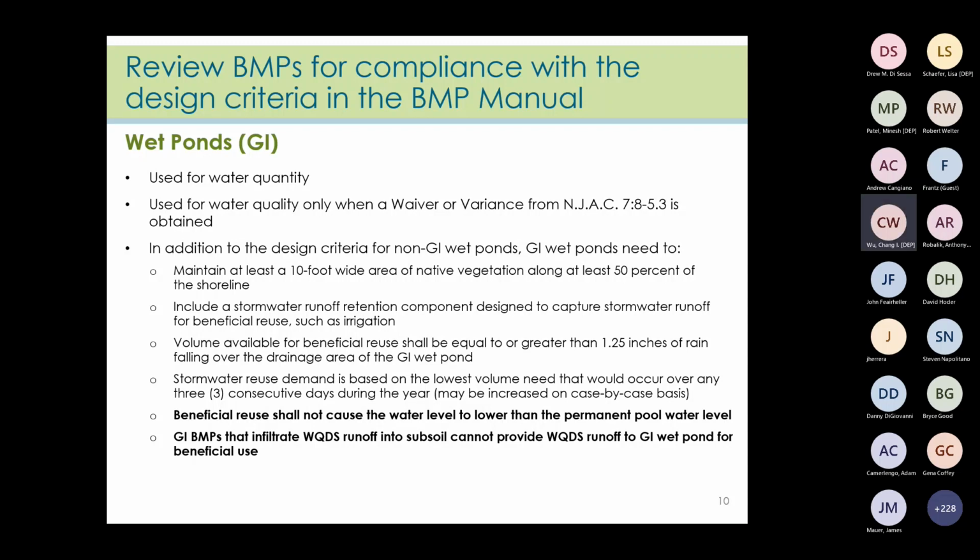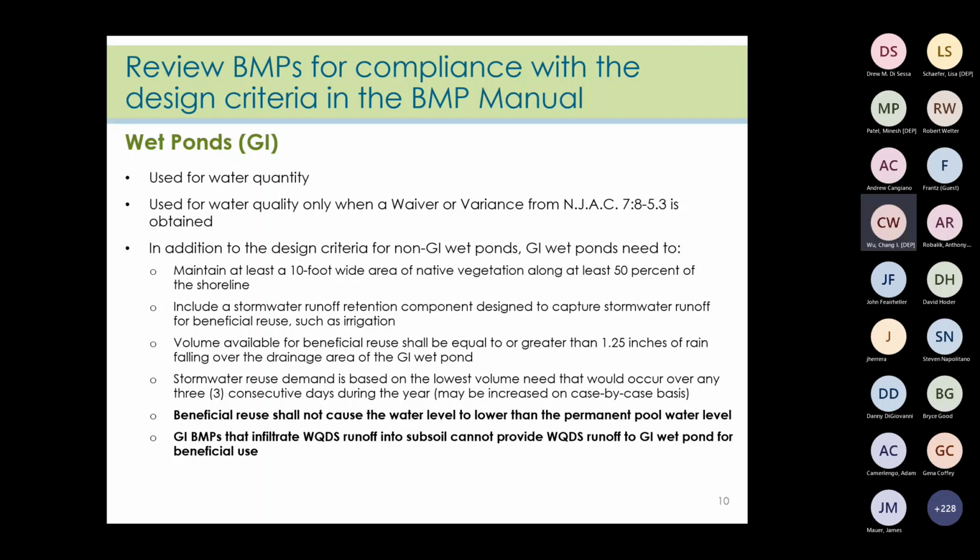And also when you have the beneficial reuse, you take the stored water out of the pond, but it should not cause the water level to drop lower than the permanent pool water level, which means that the runoff volume for the beneficial reuse should be added on top of the permanent pool. So when you take out the water from the additional volume, the water level should not be lower than the permanent pool.